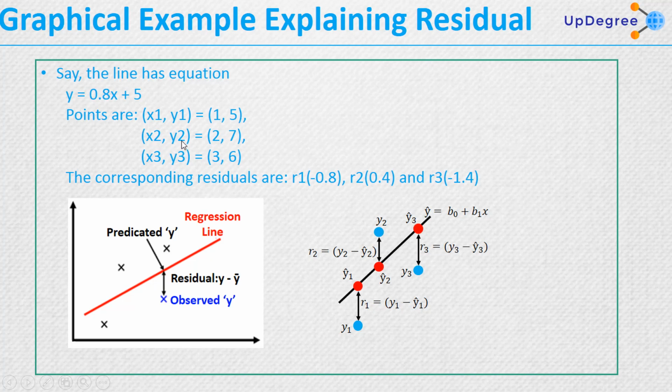Now in case of x2, y2, if you put 2 here, so 2 into 0.8 comes around 1.6 plus 5, so that will be 6.6 here. So now 7 minus 6.6 is equal to 0.4. So that is the residual for point number 2. Now if you go for x3, y3, that is 3 and 6, if you put 3 here, it will come around 2.4 plus 5, so it will be 7.4, and here we have 6, so it is minus 1.4.